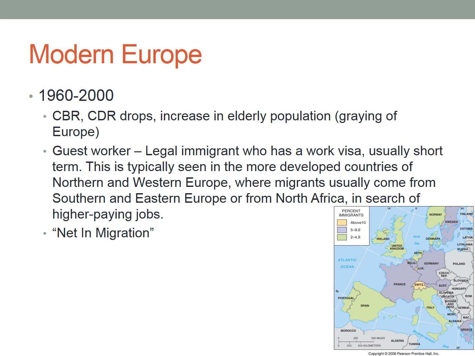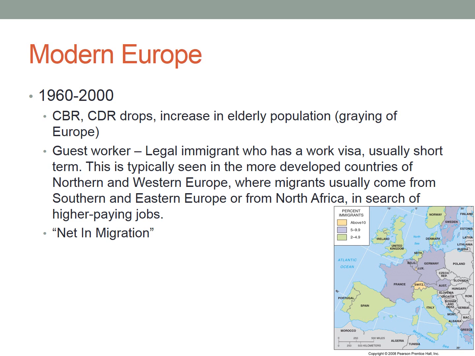This is typically seen in more developed countries of Northern and Western Europe, where migrants usually come from Southern and Eastern Europe, but also from North Africa. We could add in many of those former colonies as well, the Middle East, regions like that, in search of higher paying jobs. And there's actually some dedicated migration streams to particular areas. For example, many North African workers migrated largely to France. Migrants from Turkey overwhelmingly went to Germany. And then migrants from former colonies in the Caribbean, India, and other parts of Africa largely went to the United Kingdom.